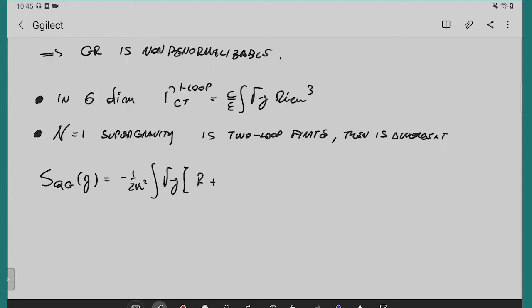Because everything that can be generated will be generated by loop diagrams. So you just add everything, up to this field redefinition that involves the equation of motion. So you start from the Riemann cube, and then you might think to add everything else you can construct.